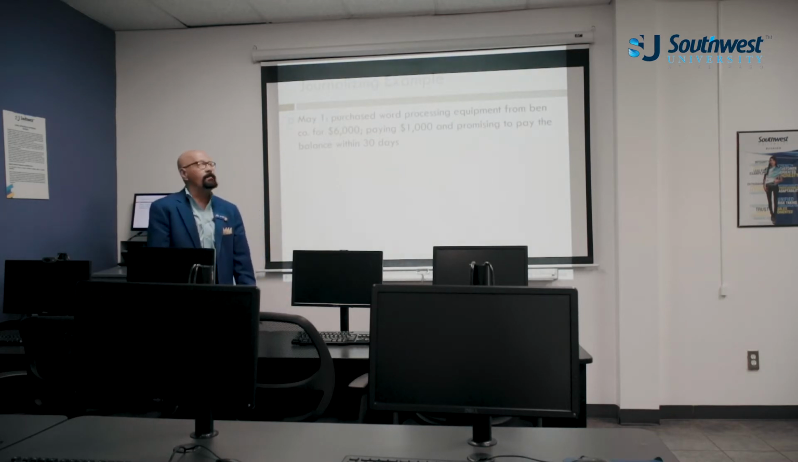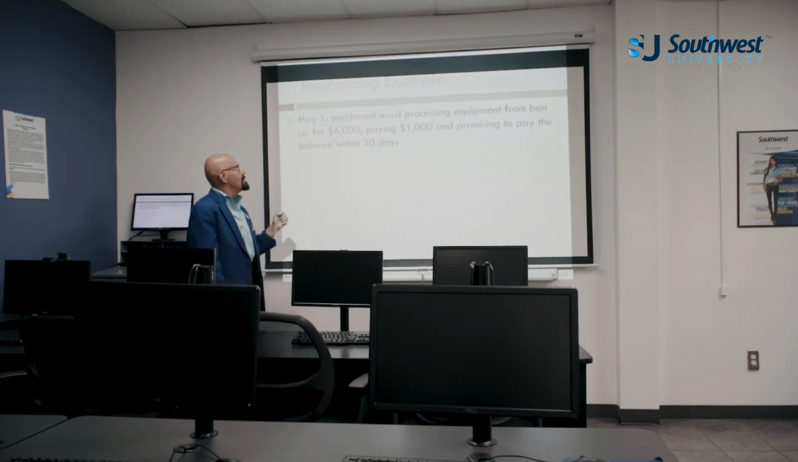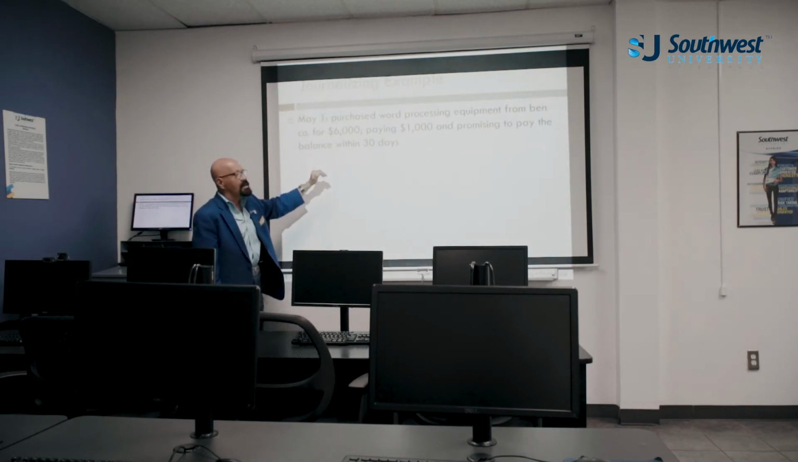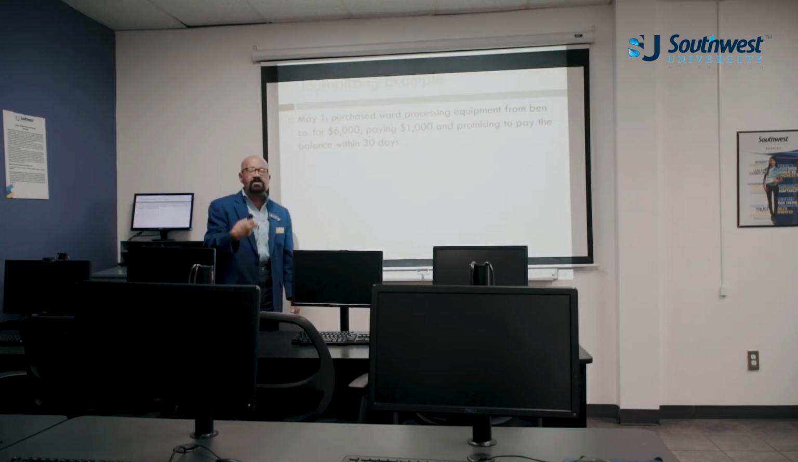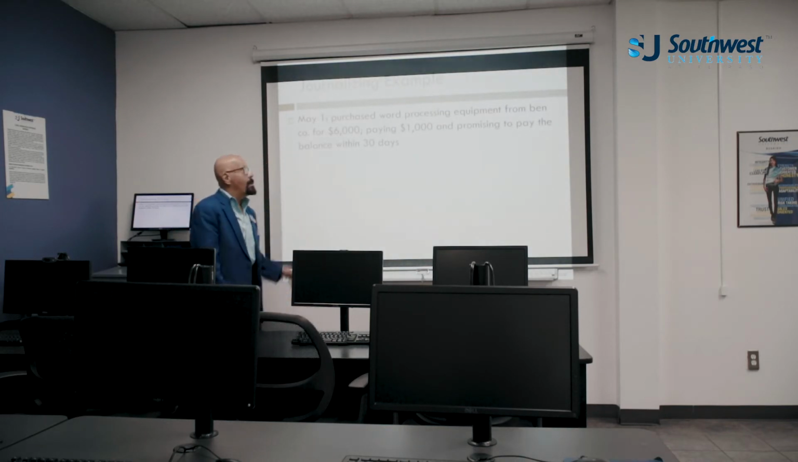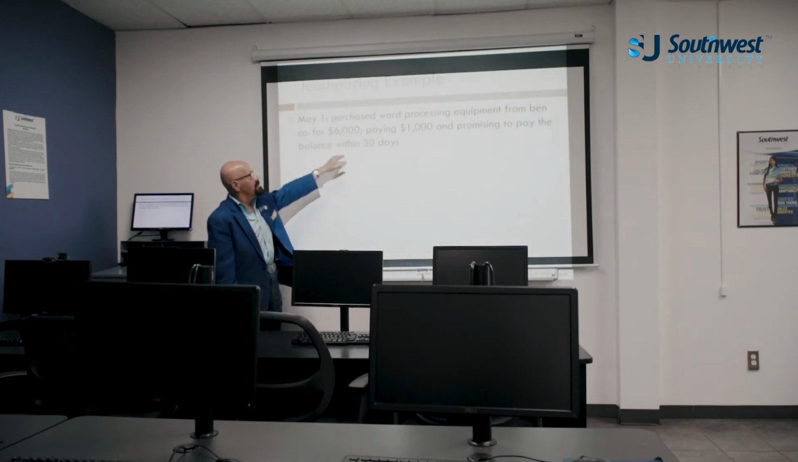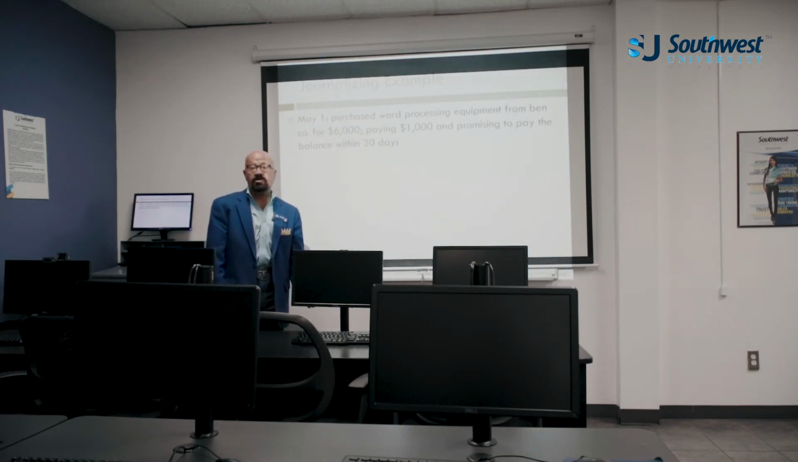Now, 2 things are going on here. She purchased equipment. Equipment is an asset. The total is $6,000. So the asset part is going to go up $6,000 under equipment. She gave him $1,000, so we know cash will go down. But she still owes them $5,000. The $1,000 minus the $6,000, which she evidently charged.